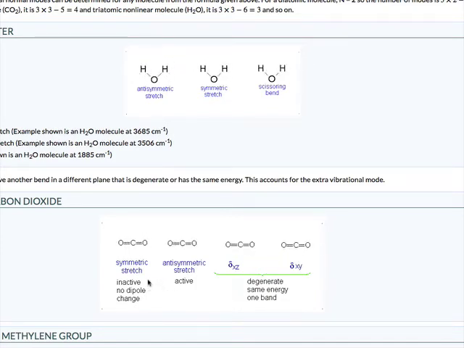This is mentioning being inactive or being active. I'm going to mention what that means in a moment. But basically, because this is a nonpolar molecule and it's stretching symmetrically, it means that there's no dipole change, and that means it's not detectable in IR. If it's an asymmetrical stretch, that means that there is a dipole change, and therefore it would be active in IR.